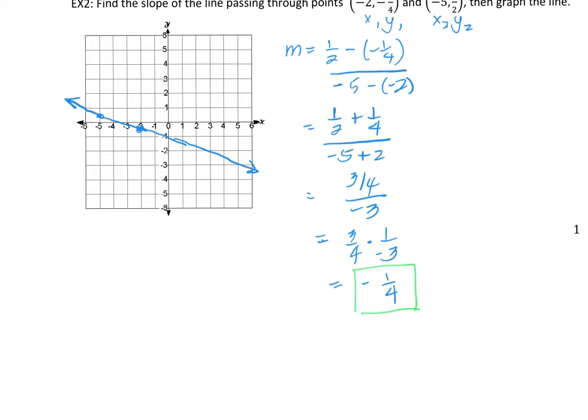Anyway, I'm going to label my points. I have negative 2, negative 1/4, negative 5, positive 1/2.